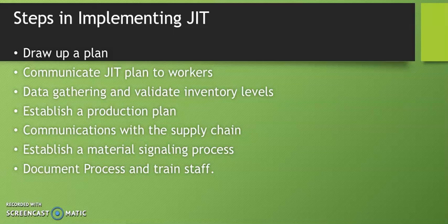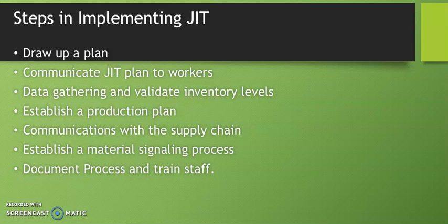Next is document process and train staff. We have to plan JIT in advance, as well as it should be known to all the participants who are directly or indirectly involved in this JIT process. And the firm should not overlook the requirement to train staff. They have to arrange training programs regularly in order to make the staff efficient to do with JIT.